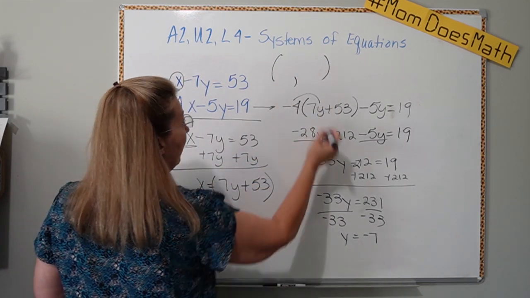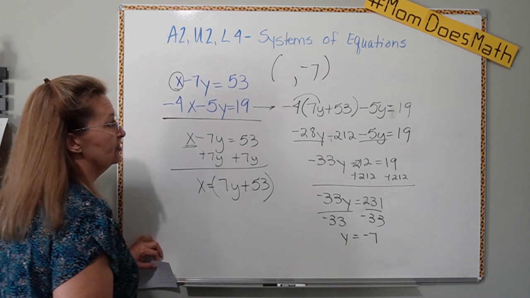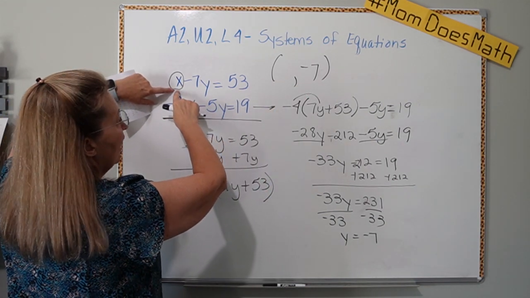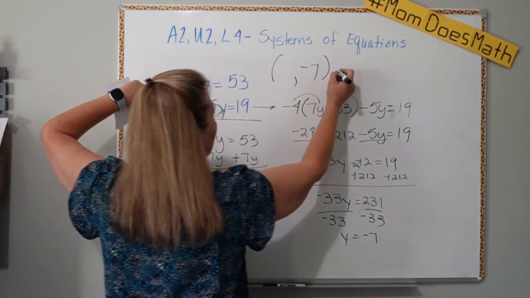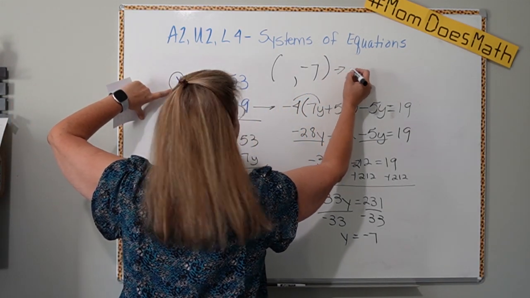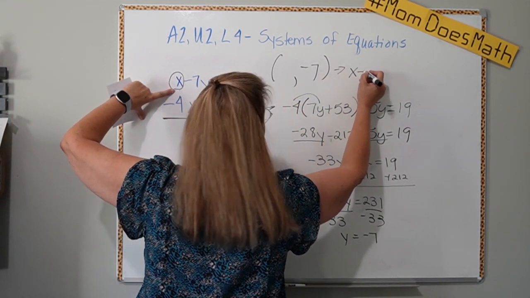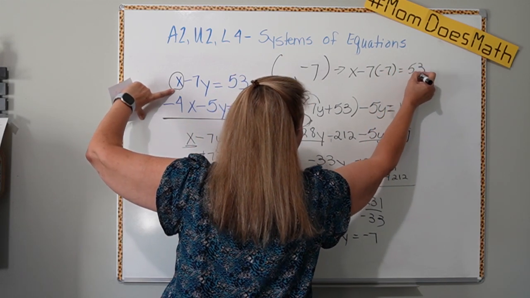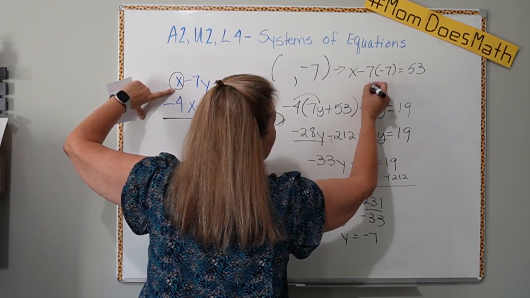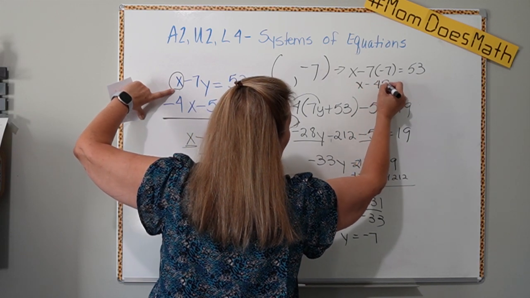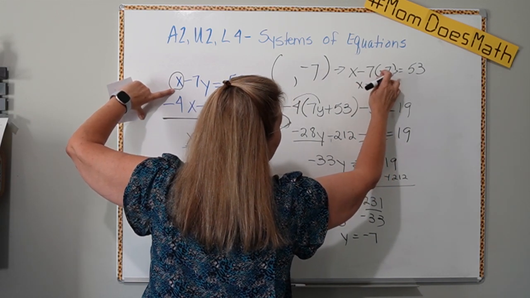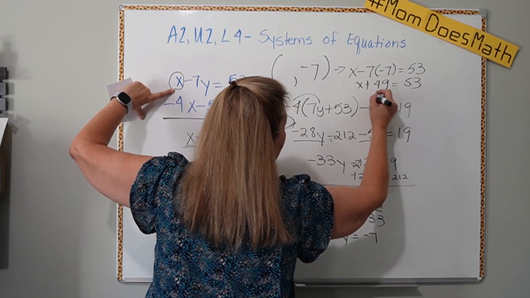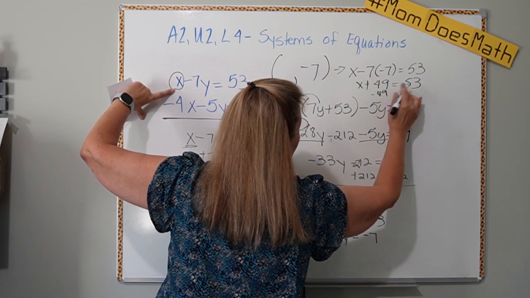Now, since we found y, that goes in the y position. And the only thing left to do is plug this in to either equation. I'll pick this top one. If you plug negative 7 in, that's going to give you x minus 7 times negative 7 equals 53. Negative 7 times 7, that'll give you x minus 49. And since it's negative times a negative, that will change to plus 53. Subtract 49 from each side.